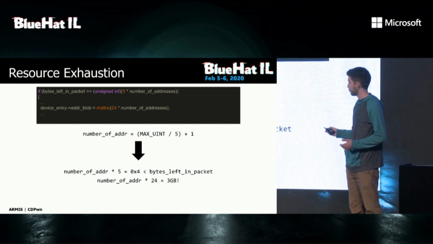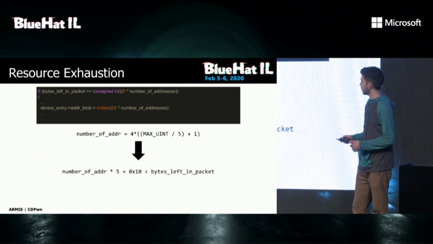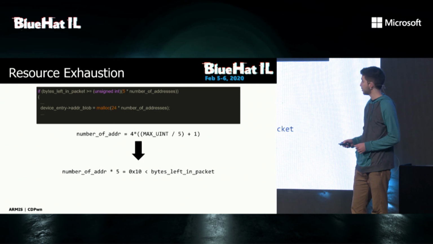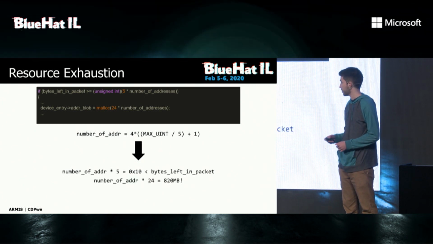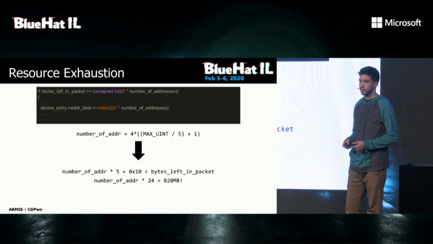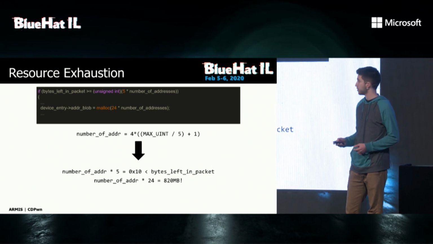But we've seen this number works, so we're gonna multiply it by 4. Once again, the length check is gonna pass because we're still gonna get a small number. But the allocation is going to be with a reasonable size of 800 megabytes, which is going to be allocated, and shortly after the switch is going to crash due to resource exhaustion. So we got our denial of service.